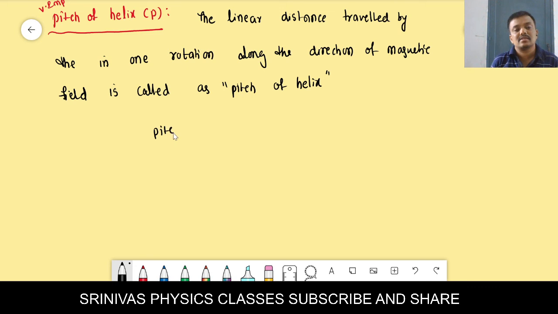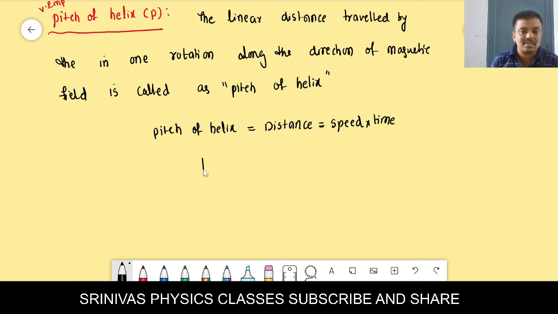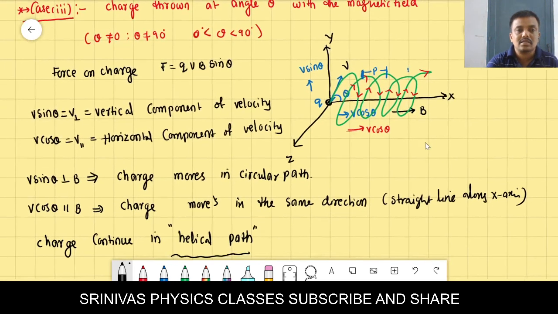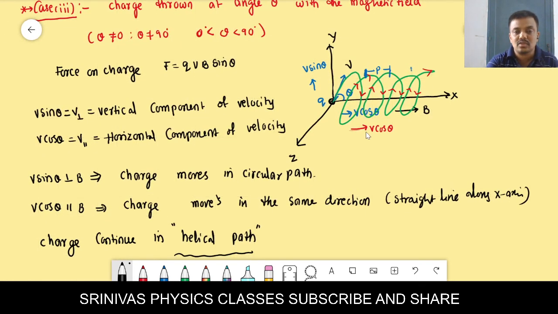What is pitch of helix? Pitch of helix is nothing but distance. Distance formula is what? Speed into time. That's all, very simple. In one rotation, the distance is called the pitch of helix. In one rotation, how much distance did it travel? It is traveling along the x-axis. For that, which velocity is used?